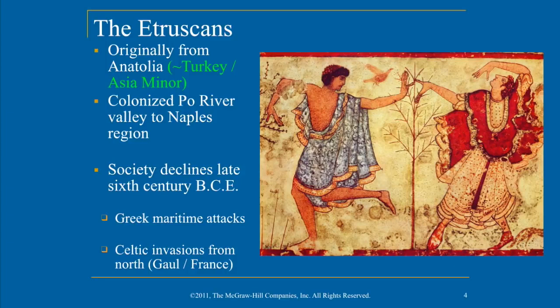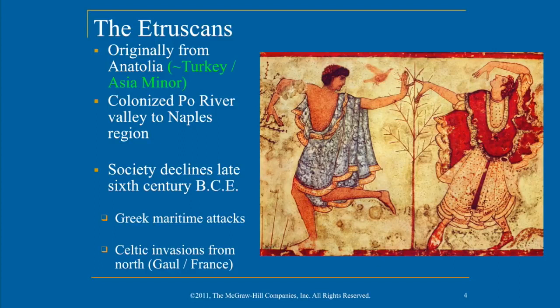First up, we have the Etruscans, who were the first leaders of Rome. They originally are from Anatolia. I'd like you to think about Turkey or Asia Minor. That's where Anatolia was. They colonized the Po River Valley to the Naples region, and this is basically all of the middle of Italy and covers most of Rome.